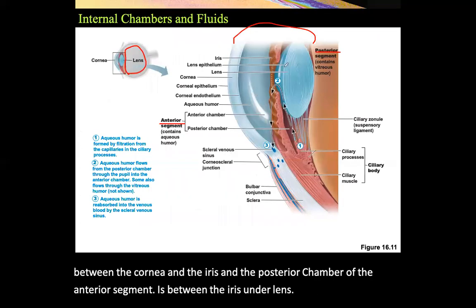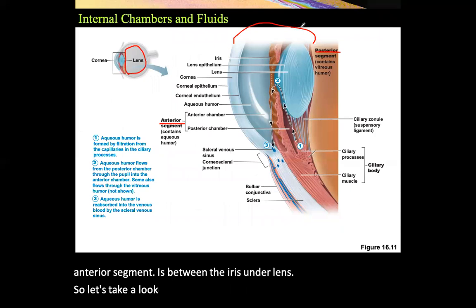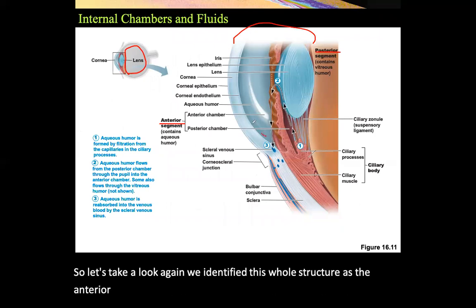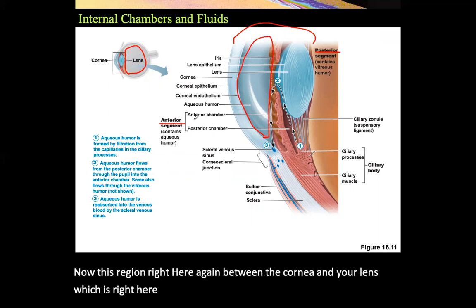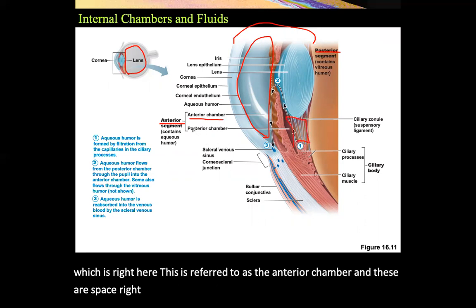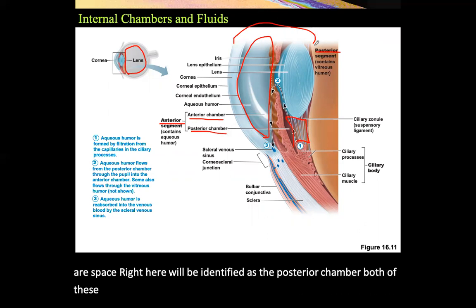So let's take a look. Again, we identified this whole structure as the anterior segment. Now, this region right here, again, between the cornea and your lens, which is right here, this is referred to as the anterior chamber. And this space right here will be identified as the posterior chamber. Both of these together is this breakdown right here, which is the anterior segment.